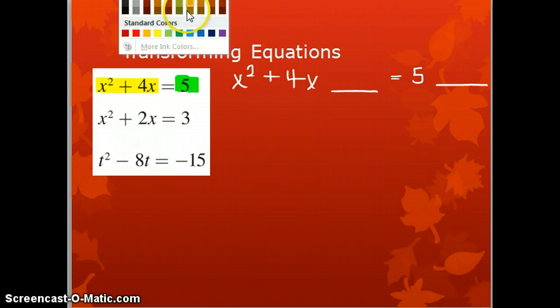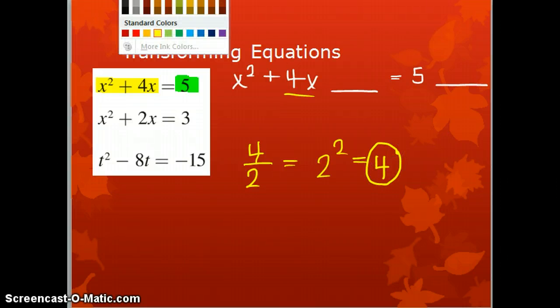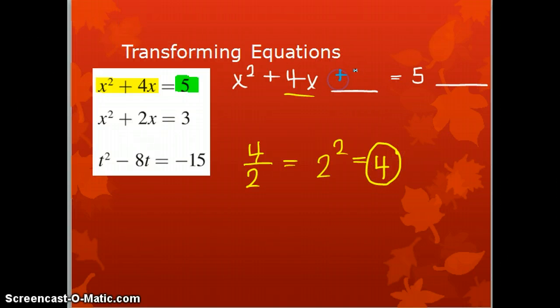Then the procedure is exactly the same. So I find that middle number, the one that has the variable with it, but not a squared variable. So I take half of 4, or I divide it by 2. 4 divided by 2, and I get 2. Then I take 2 squared, and 2 squared is 4. So that tells me that the 4 is the number that's going to complete my square. So I'm going to stick that right in on my blank. A positive 4 here, and a positive 4 here.